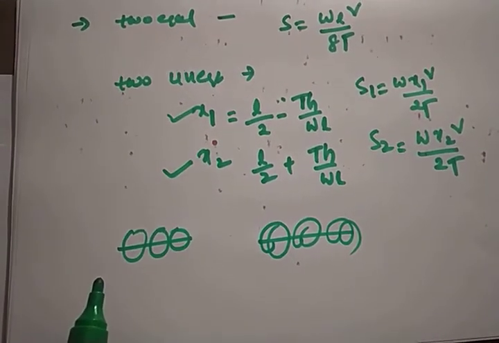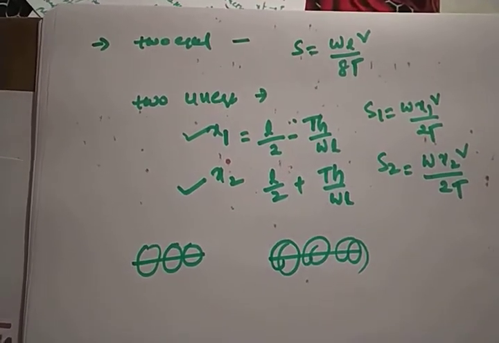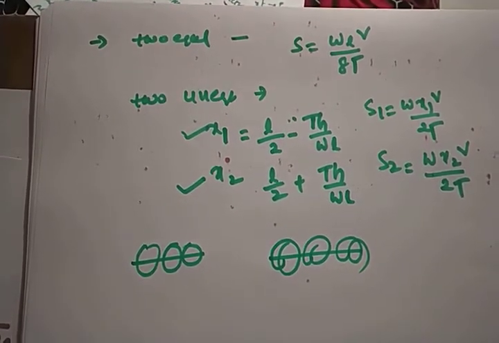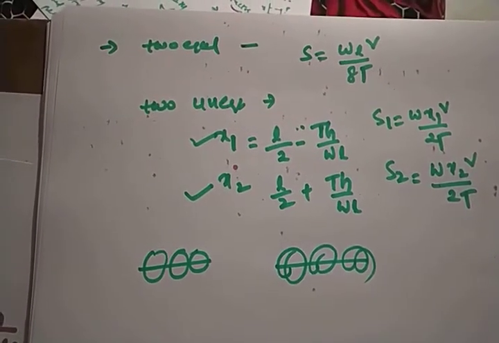So in this session, what we discussed is the sag calculation when two unequal towers are present in the transmission system.